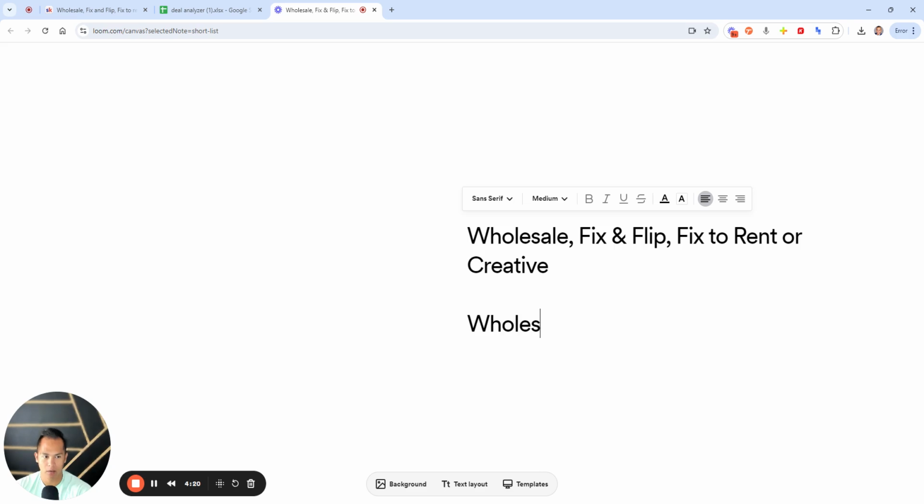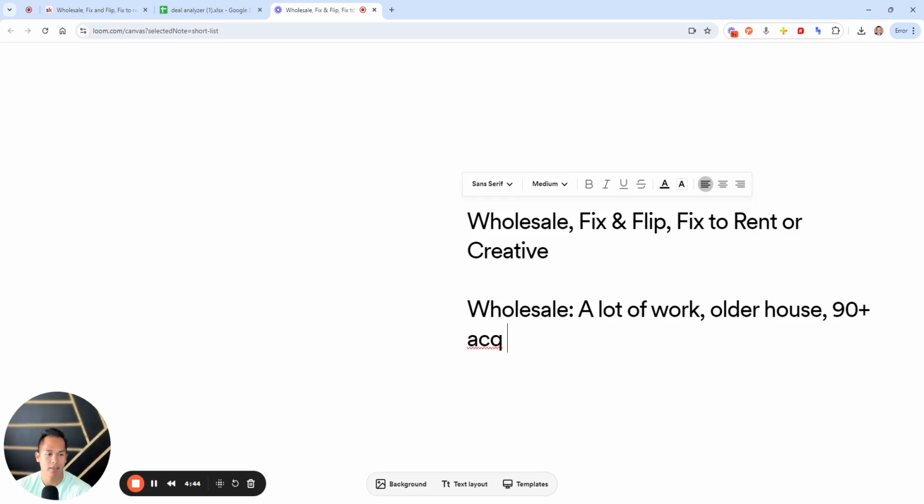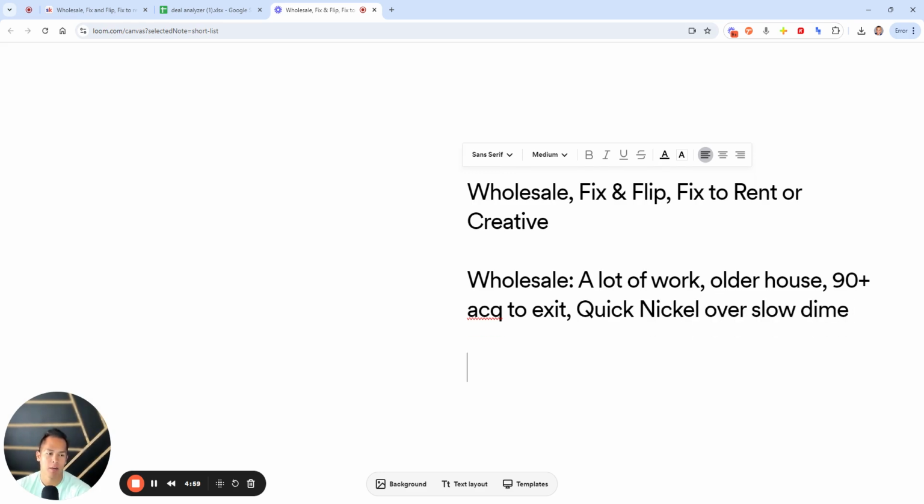We will wholesale anything that's a lot of work, an older house. The market has shifted, so if we can't be in and out in under 100 days, I don't want to touch it. I will wholesale it. That's 90 days plus from acquisition to exit. We will always prioritize a quick nickel over a slow dime. That's our preferred method. We'll fix and flip if it's a light rehab, especially now in the market in 2024.